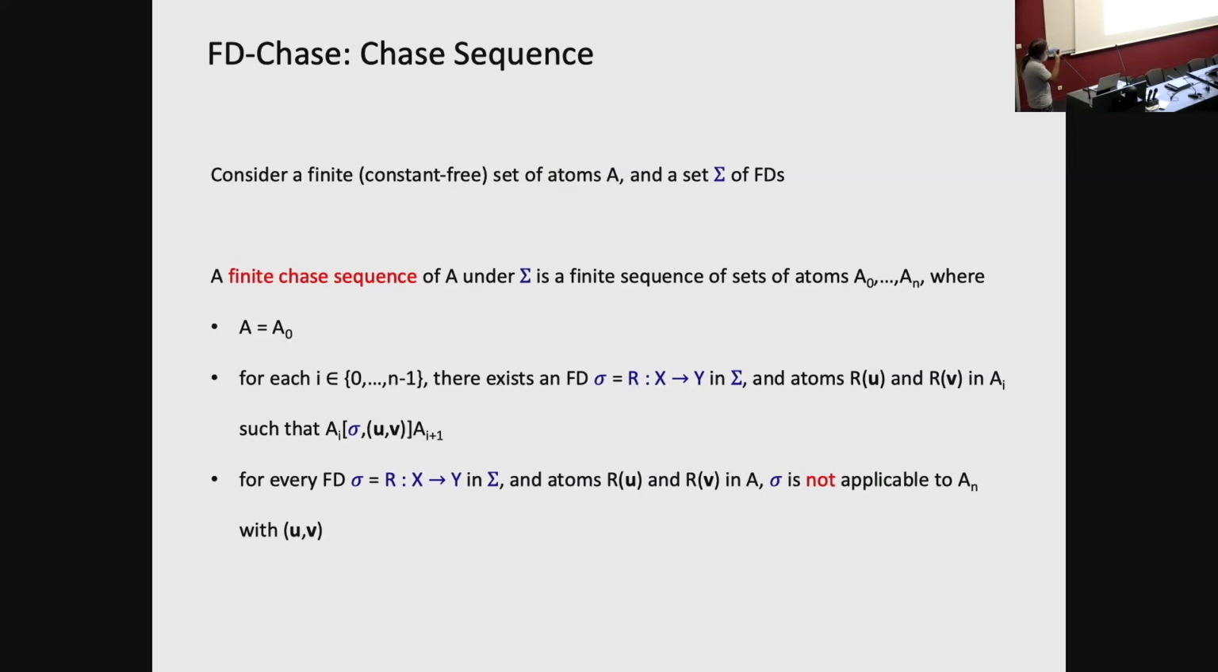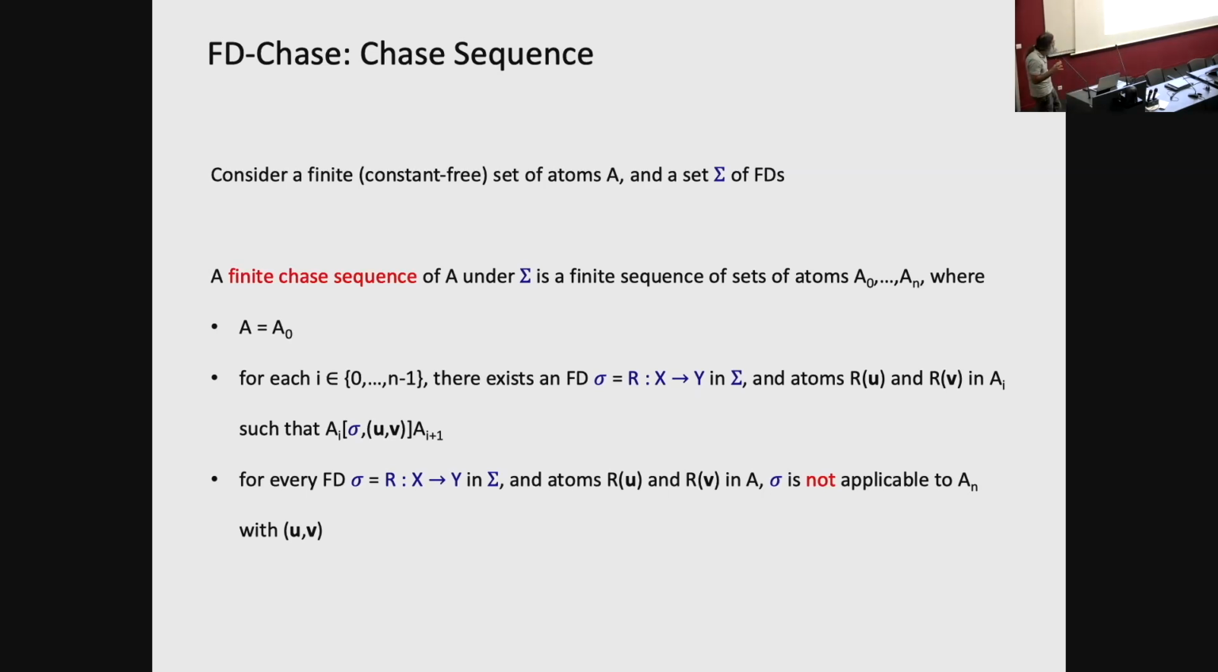So let's start with finite sequences. A finite chase sequence of A under sigma is essentially a finite sequence of sets of atoms, A0, A1 up to AN, where A0 is the given set A, the set that I start from. The second bullet simply says that for every two consecutive sets in there, A(i+1) is obtained from Ai via a chase step. So for each i, there exists some functional dependency sigma, and atoms U, V in Ai, such that A(i+1) is obtained from Ai after applying sigma to Ai via this witness.